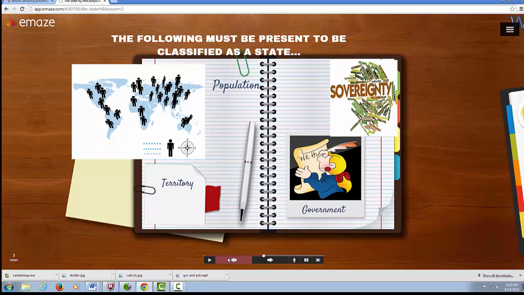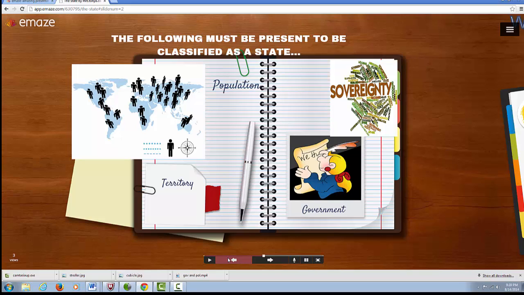All right, in addition to population, the state also needs to have territory or land with known recognized borders. Okay, so if you think about all of those political maps you see where the boundaries of the states are drawn, we can draw those boundaries because other states recognize those boundaries and they are legitimate boundaries.